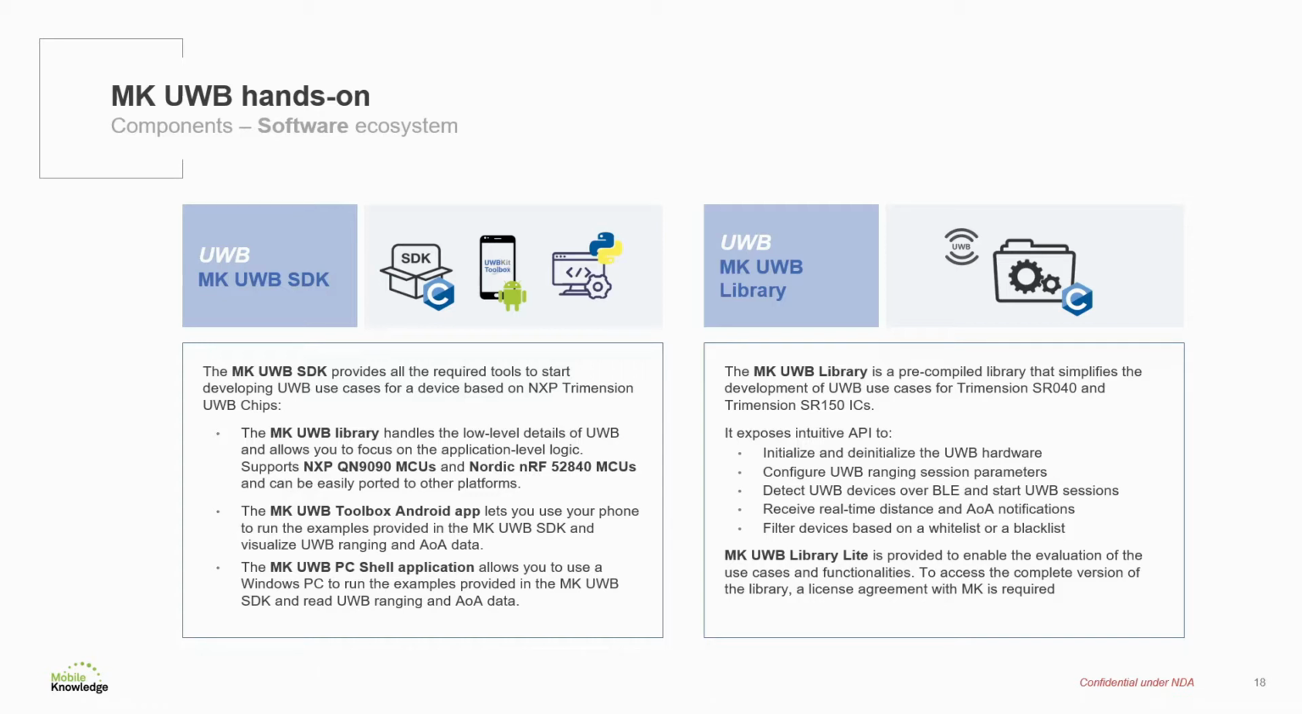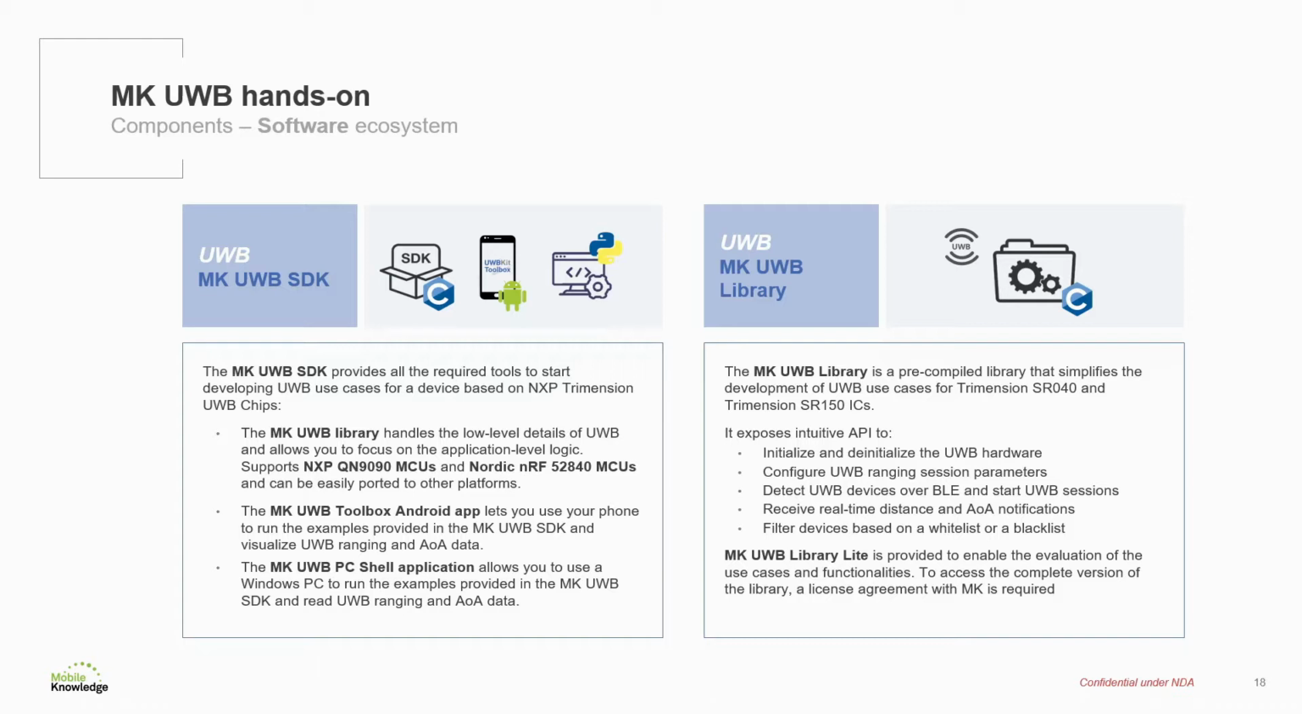Moving on to the ultrawideband library, it is a precompiled library that simplifies the development of ultrawideband use cases for Trimension SR040 and Trimension SR150 ICs. It exposes intuitive APIs to initialize and deinitialize ultrawideband hardware, configure ultrawideband ranging session parameters, detect other ultrawideband devices over Bluetooth Low Energy and start ultrawideband sessions with those devices, receive real-time distance and AOA notifications, and filter devices based on a whitelist or a blacklist policy.